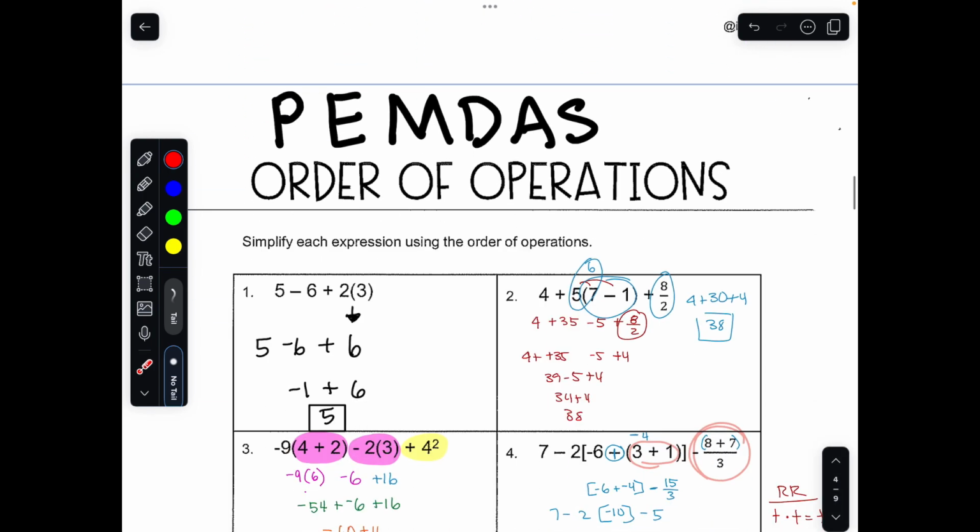The next review page was PEMDAS, orders of operations, really important. We talked about what happens if you do this out of order versus if you do it in order. Sometimes you get the wrong answer, and sometimes it just takes too long.